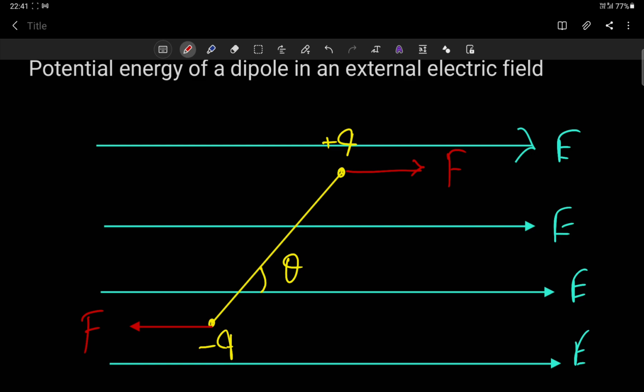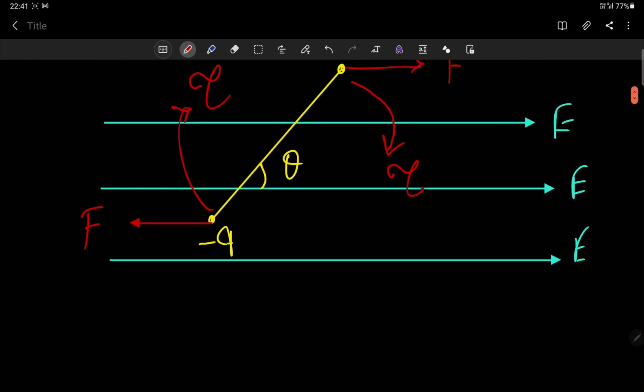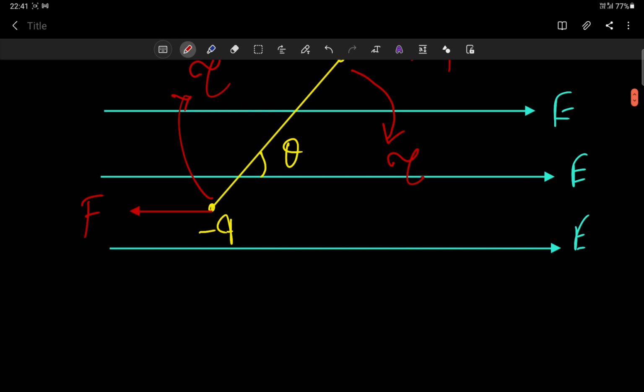So due to these two equal and opposite forces, a torque will be generated in this dipole, and this torque will try to rotate this dipole. Due to this torque, in which direction will this dipole rotate? In the clockwise direction. So this is the direction of torque, clockwise direction. And we know the value of this torque. We already calculated it in the previous chapter.